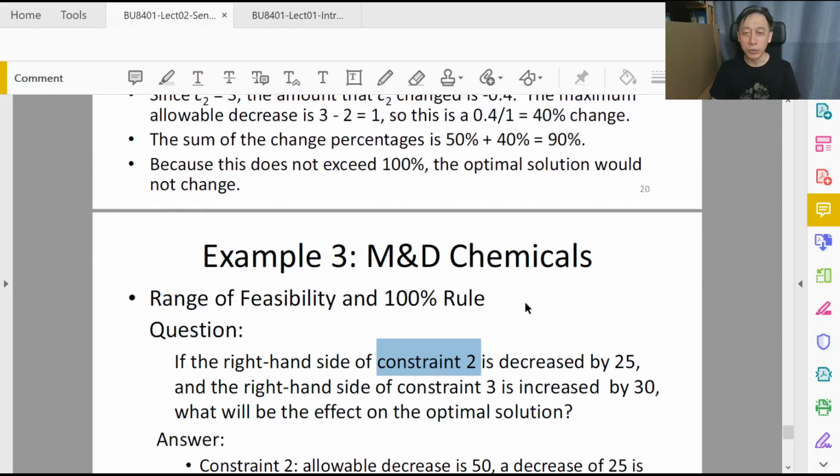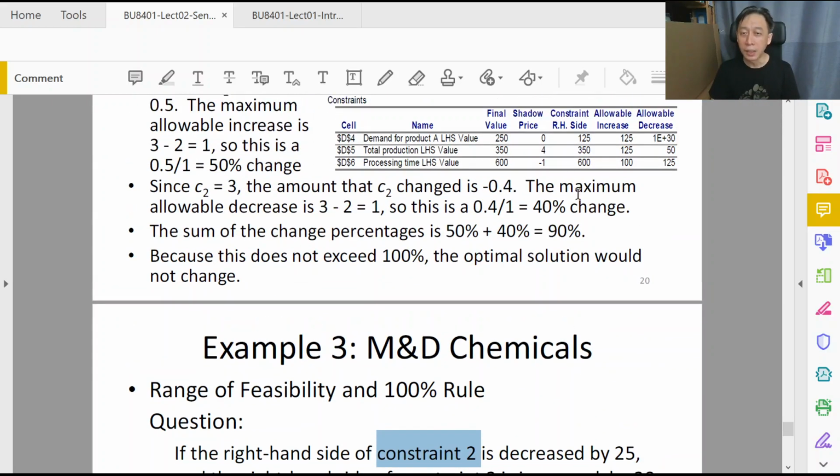So constraint 2 is decreased by 25. Current right hand side of constraint 2 is 350. And because we are talking about decrease, we need to look at the maximum allowable decrease as our 100%. A common mistake for students is to add up the allowable increase and decrease, which feels right, but it's actually wrong. So if we are proposing to decrease, then the entire allowable decrease is our 100%, and we will divide 25 by 50.